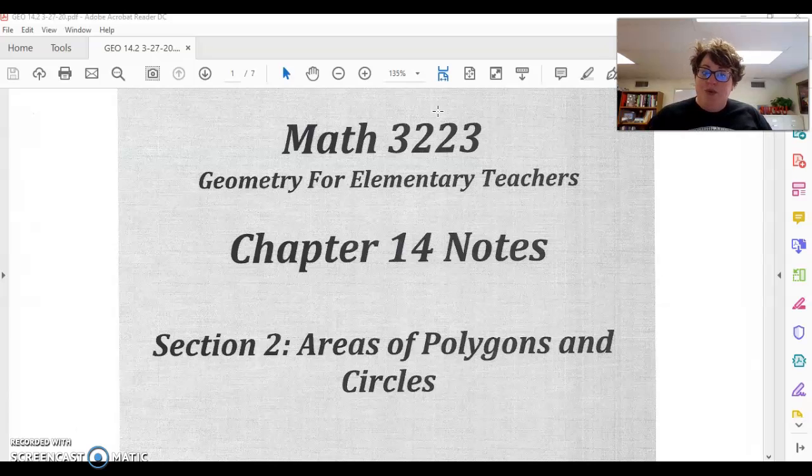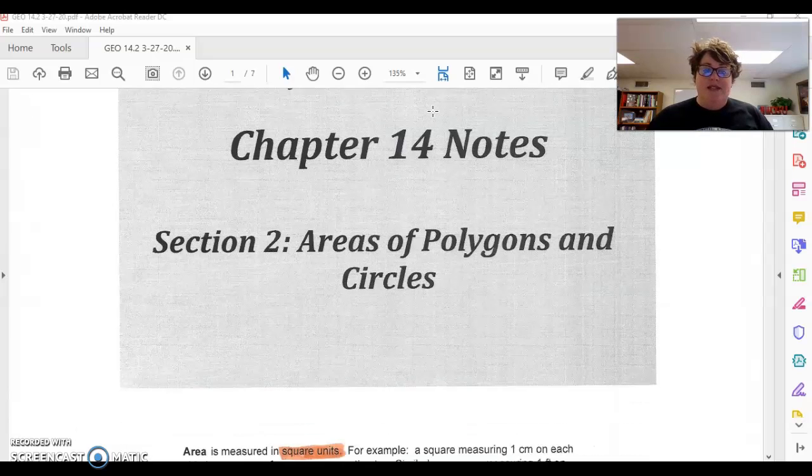So, okay, today what we want to do is area of polygons and circles. So we've done perimeter. Perimeter is the distance around. And then we looked at some triangles, and then we did conversions. So we will see a lot of that again today.